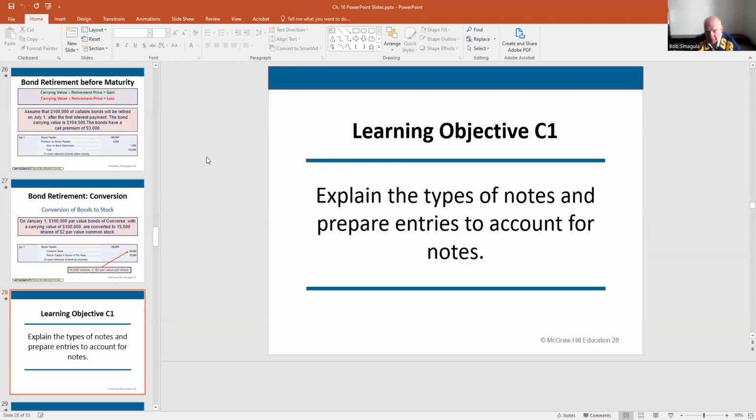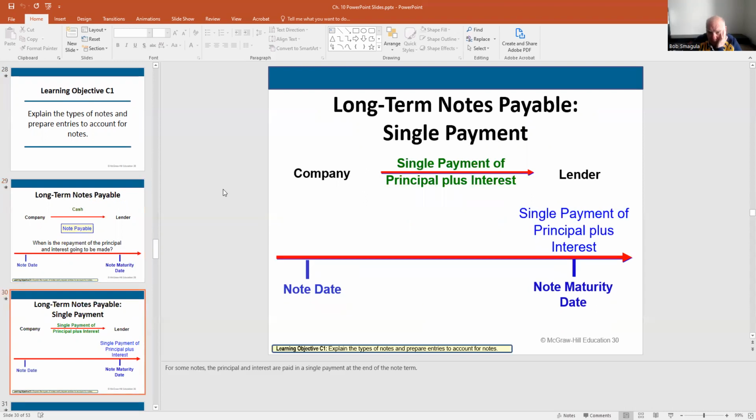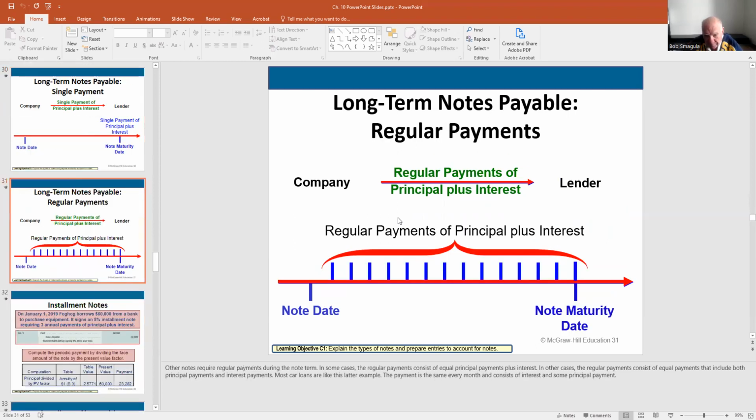Types of notes and prepare entries to account for notes. Long-term note payable. When is the repayment of the principal and interest going to be made? The note date, we have a maturity date, okay? Maturity date is when the principal is going to be paid. The interest might be paid throughout the life of the note. So what we're going to do here is we're going to take a single payment and divide it by the principal plus the interest. I think we know how to do that, okay?